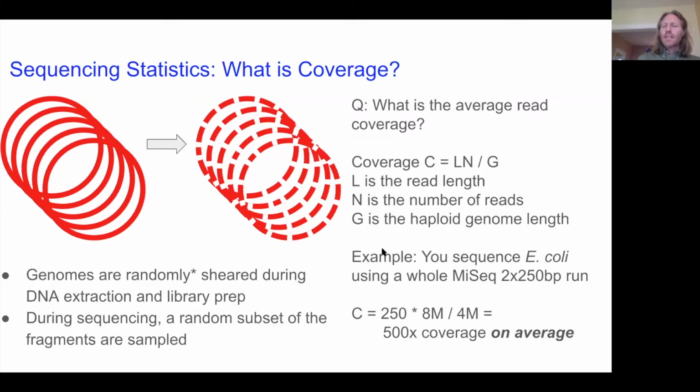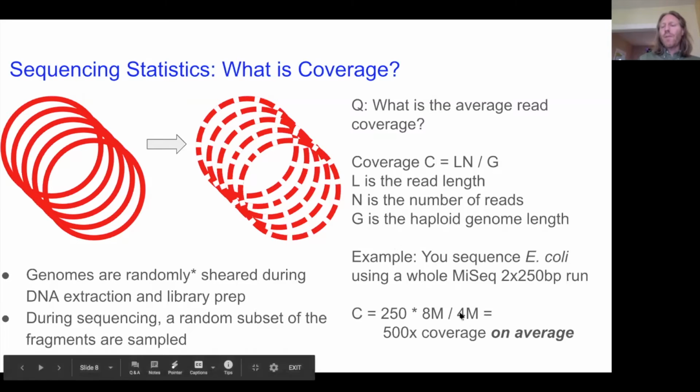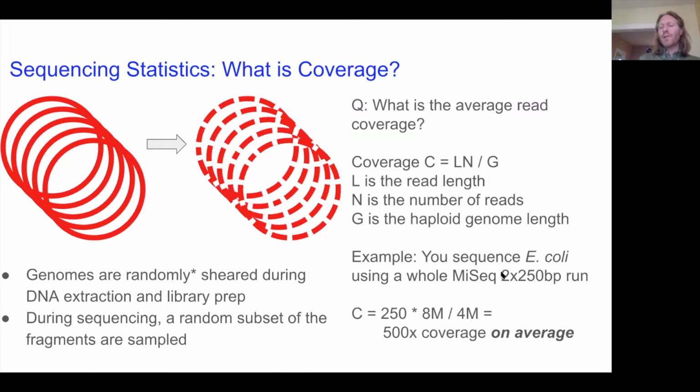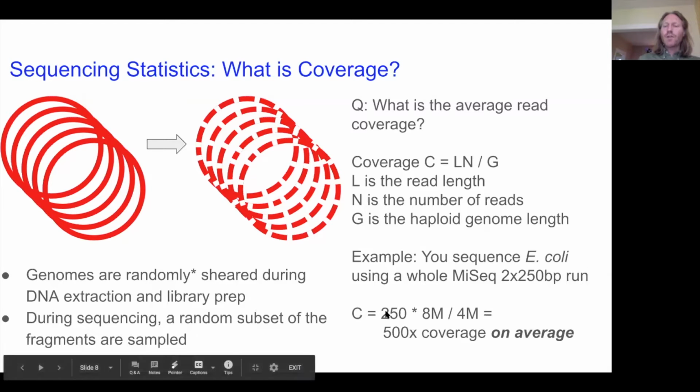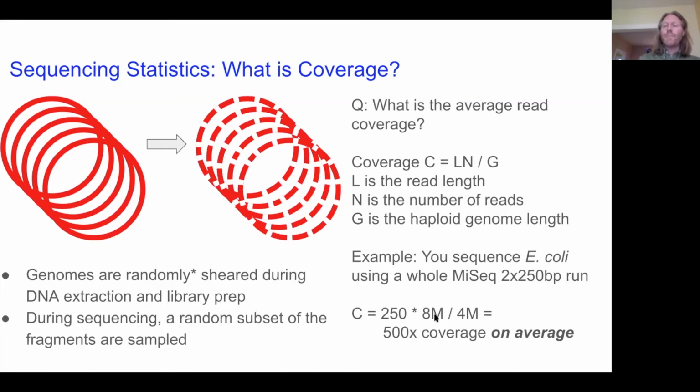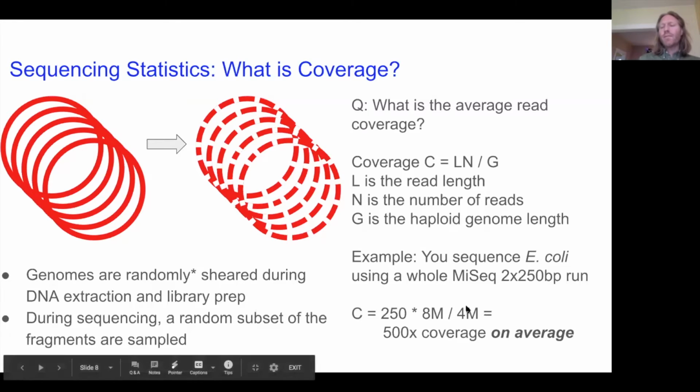So as an example, if we're going to sequence E. coli, which is a genome that is about 4 megabases, 4 million base pairs, and we're going to do it on a whole MiSeq run using 2 by 250 base pair chemistry, then we have C equals L, which is the read length of 250 base pairs, times the number of reads. You can get about 8 million paired end reads from a MiSeq run, divided by the length of the genome in base pairs, is about 500x coverage on average for this genome sequencing project.